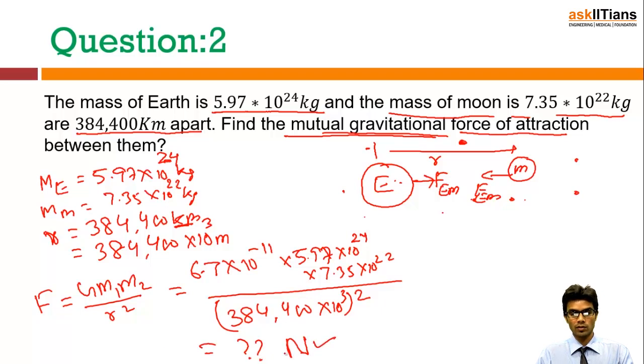The unit is Newton. Since this is the force, the unit of the force is Newton. We are putting all these values in SI units. This is the mass, so we are putting it in kg. m1, m2 are also in kg, and distance is in meter, so the unit of force is Newton. So this is the force we have calculated. This force is acting between the earth and moon, and this is the mutual gravitational force of attraction between earth and moon.